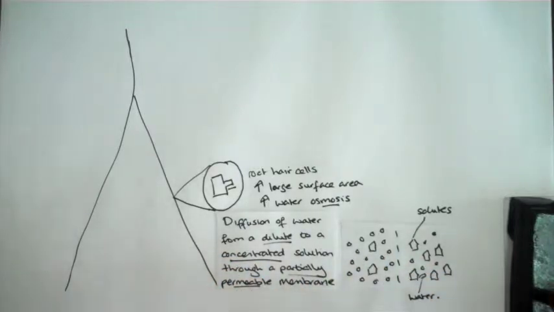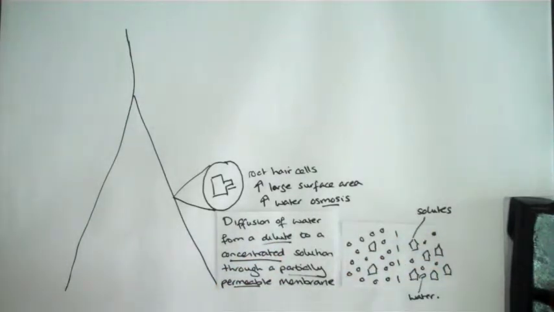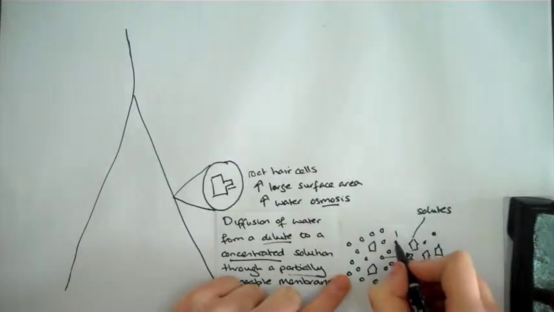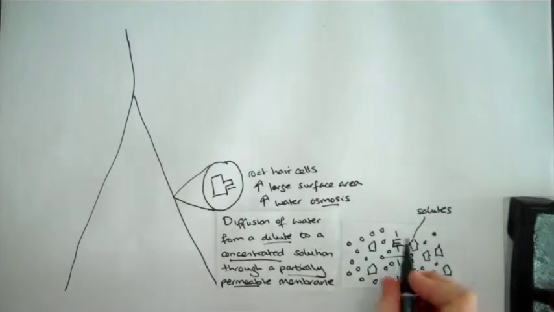If we look on the other side of our partially permeable membrane though, we can see that there are only a couple of solutes and a large quantity of water molecules. So in this example, this here is our concentrated solution and this is our dilute solution. So the water is going to move from our dilute to our concentrated solution until an equilibrium is reached. And when an equilibrium is reached, we should have the same concentration on both sides. So that's osmosis.